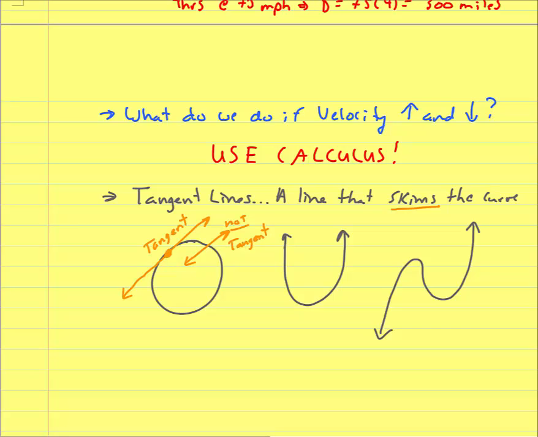Now when we get over to talking about these types of graphs, it's not as obvious sometimes. So let's go ahead and look at this line. It definitely does not skim the curve, it just chops it. In fact, it hits it twice. This is called a secant line.